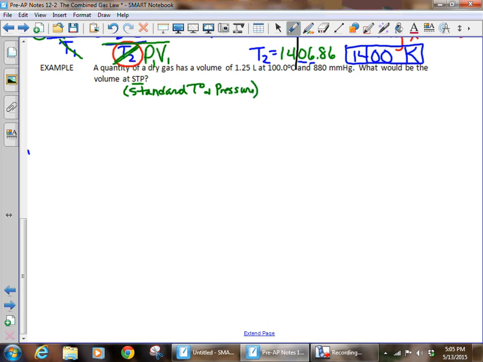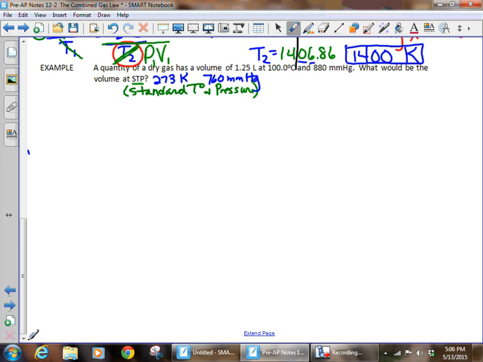In the past, we memorized that as 0 degrees Celsius and 1 atmosphere, but in the gas law, standard temperature would be much better remembered as 273 kelvins. And since we've already got 880 millimeters of mercury here, 760 millimeters of mercury is the value we're looking at for STP. Always write those values down whenever you see STP. They're either going to be T1 and P1 or T2 and P2. They're going to be some of your values. So STP, write those values down.